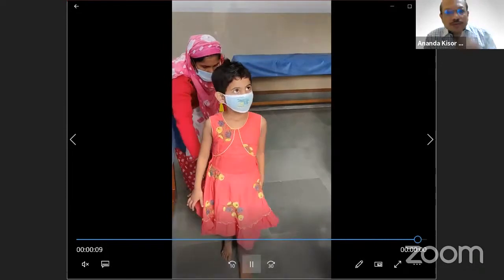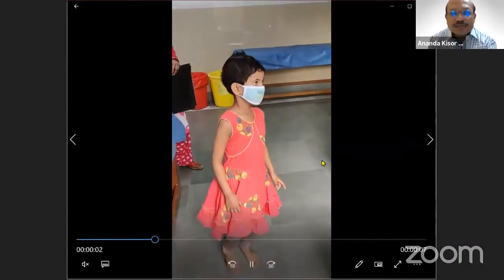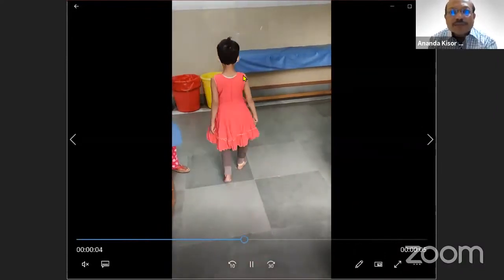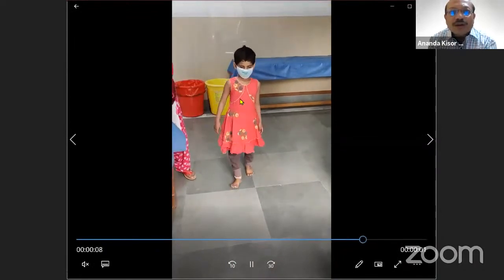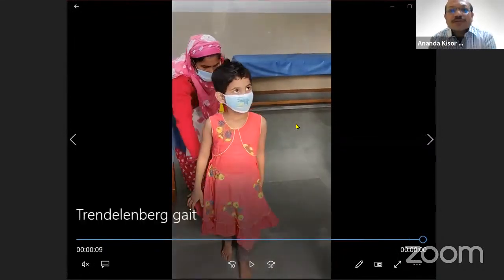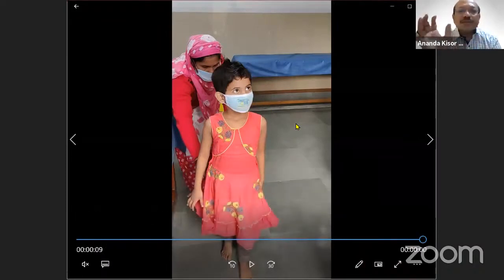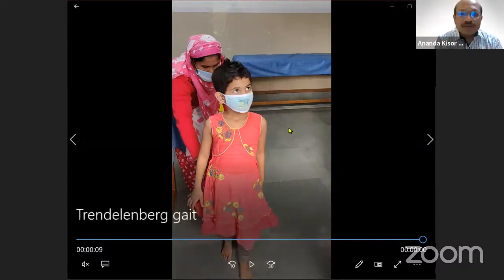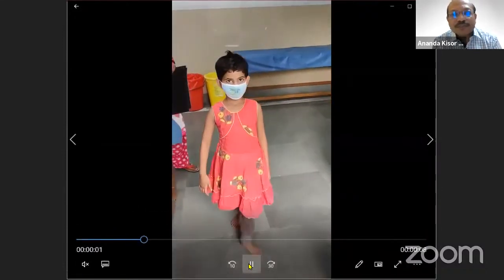So this is the Trendelenburg gait. Why it is Trendelenburg gait, you can see here. You have to see the rhythm of the lower limb as well as the trunk. The trunk is swaying side to side like a wall clock, where the pendulum of the wall clock moves side by side. Similarly, the trunk is going side by side, as there is swaying of the body on the affected side, as the left side is affected. So this is a Trendelenburg gait.